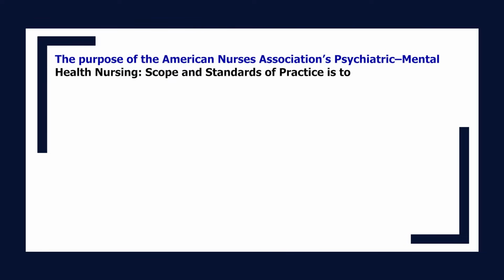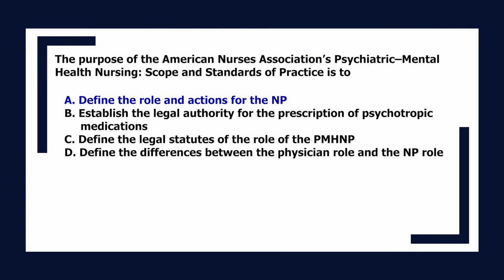The purpose of the American Nurses Association's Psychiatric and Mental Health Nursing Scope and Standards of Practice is to: A. Define the role and actions for the NP. B. Establish the legal authority for the prescription of psychotropic medications. C. Define the legal statutes of the role of the PMHNP. D. Define the differences between the physician role and the NP role.